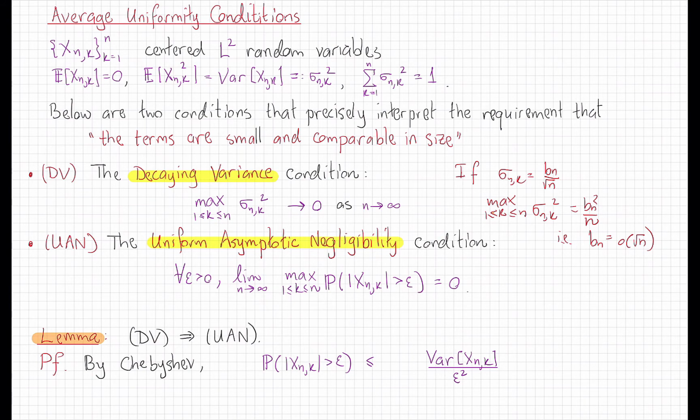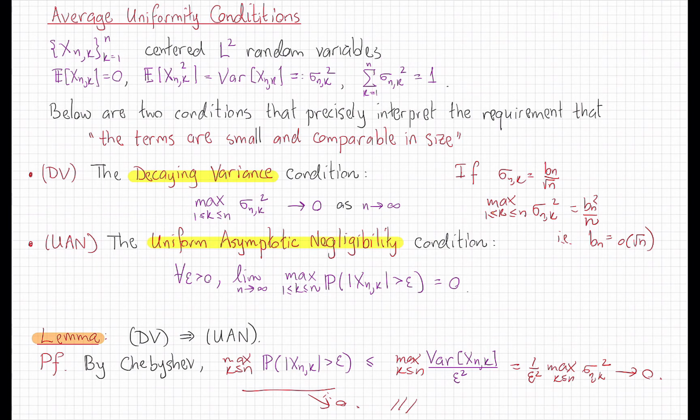Remember, our assumption for our triangular array is that the terms x_nk are centered. And so Chebyshev's inequality says that this probability for each n and k is less than or equal to the variance of x_nk over epsilon squared. Now just taking the maximum over k less than or equal to n, and noting that that variance is the definition of sigma_nk squared, the decaying variance condition guarantees that that goes to 0, which shows that this maximum also goes to 0, and so the uniform asymptotic negligibility condition holds as well.